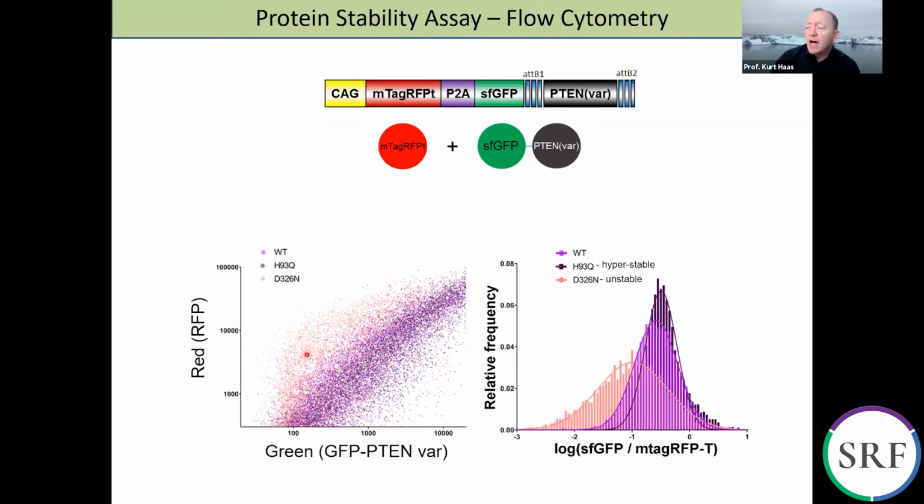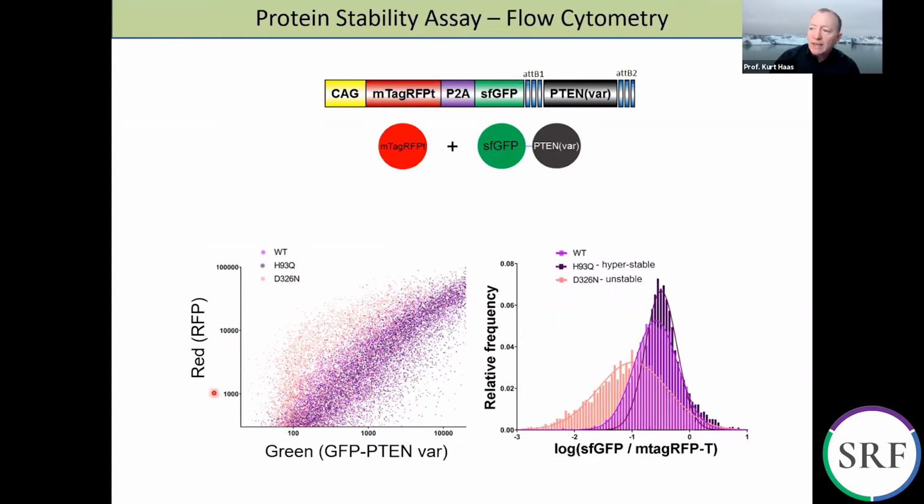This is a flow cytometry data set. Each point here is the response from a single cell. You see there's tens of thousands of cells. This is actually results from 3 experiments laid on top of each other from these 3 different variants of PTEN: wild type, a hyperstable one, and an unstable version.